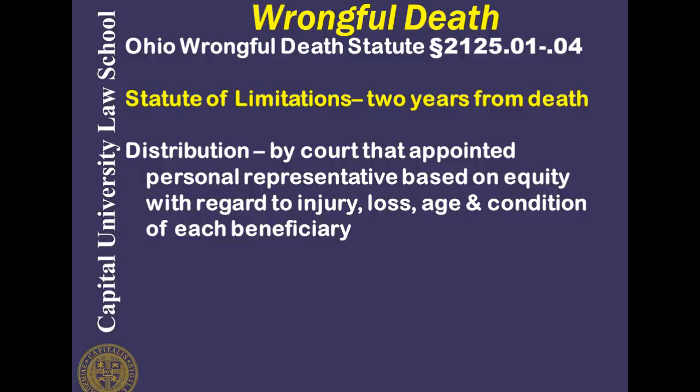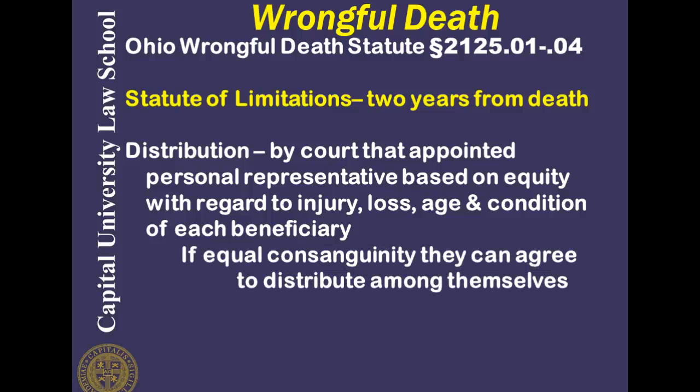The distribution is by the court that appointed the personal representative, based on equity with regard to the injury, loss, age, and condition of each beneficiary. If all of the beneficiaries are of equal consanguinity, hard to pronounce, they can agree to distribute among themselves. So if all the survivors on the wrongful death statute, for instance, are adult children, they could agree amongst themselves how it is to be distributed. Or if there were parents or just a surviving spouse, they could agree.